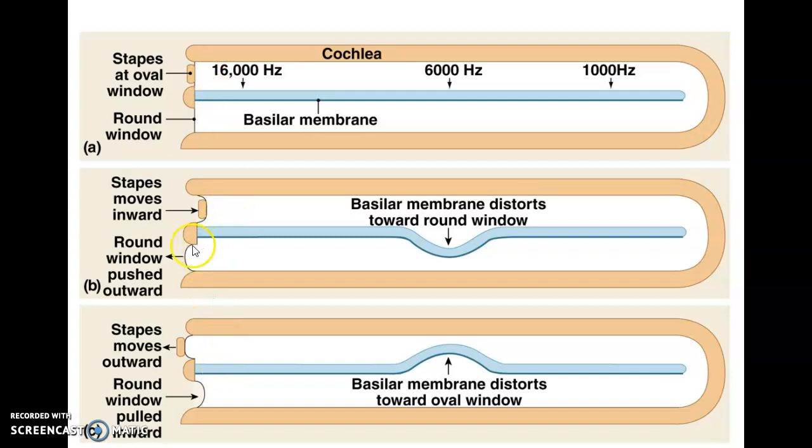Now in this particular example, going from A to B, notice that the basilar membrane is actually detecting sounds around 6,000 megahertz, and notice that from B to C, that membrane bounces up and down, and our round window actually gets pushed out and then back in. It's kind of like a recoil method, but that's going to detect sound within that 6,000 megahertz frequency.